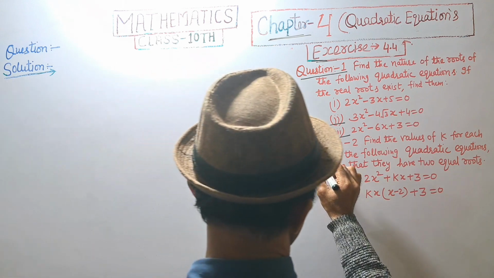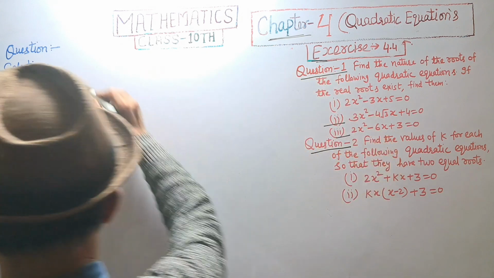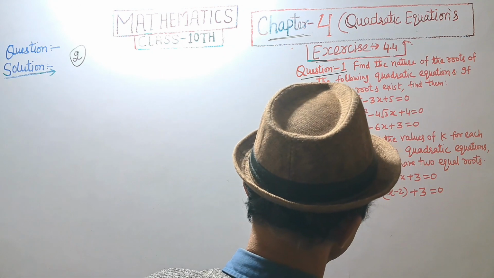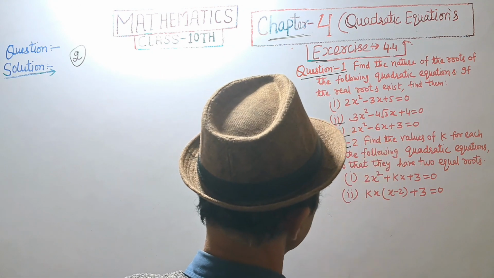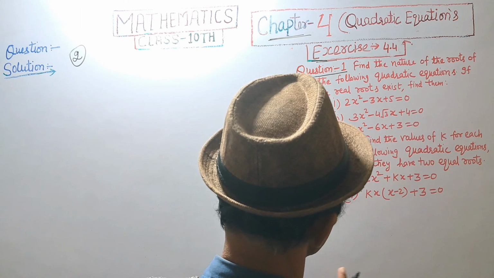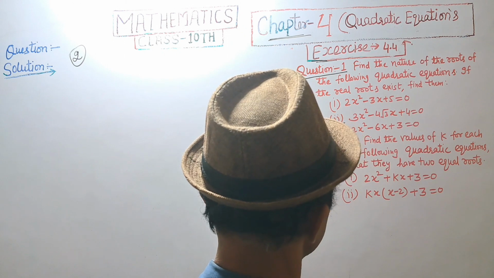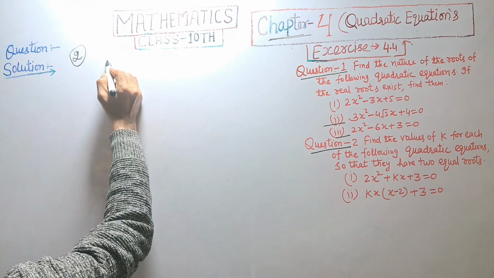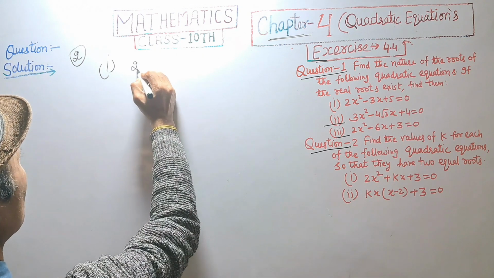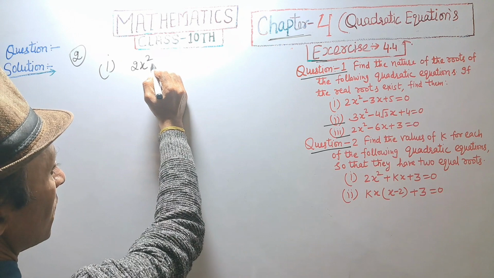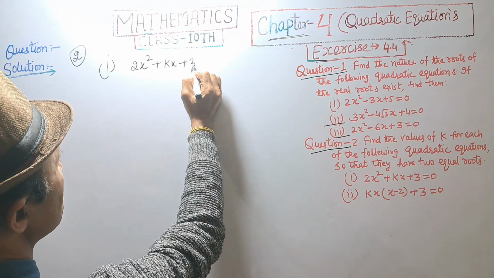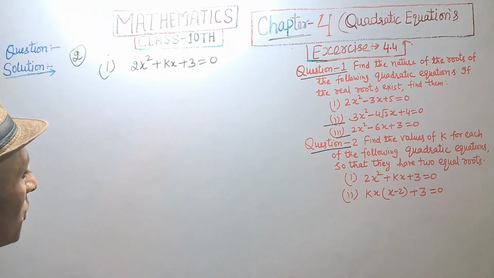Answer. Question number 2. Find the values of k for each of the following quadratic equations so that they have two equal roots. Question 2, first part: 2x square plus kx plus 3 equal to 0.